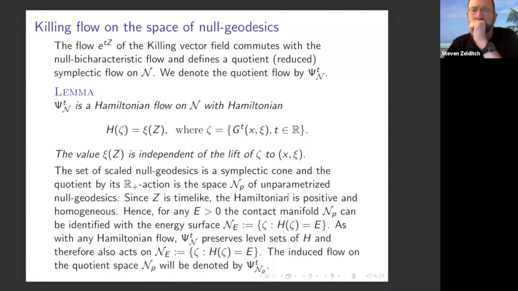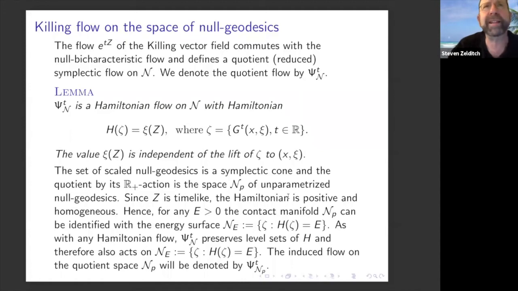So now the basic dynamical system is the Killing flow on the space of null geodesics. Usually at this point, I try to draw a picture. You might think of a null geodesic as a kind of corkscrew spiraling curve in spacetime going up the time axis. It doesn't have to be exactly like that. Like in Minkowski space, they're straight lines. But anyway, you can think of them a bit that way.